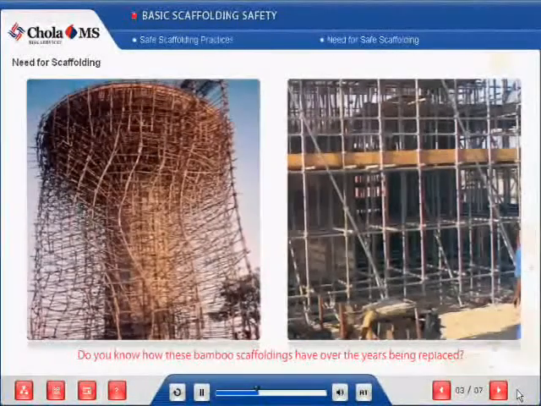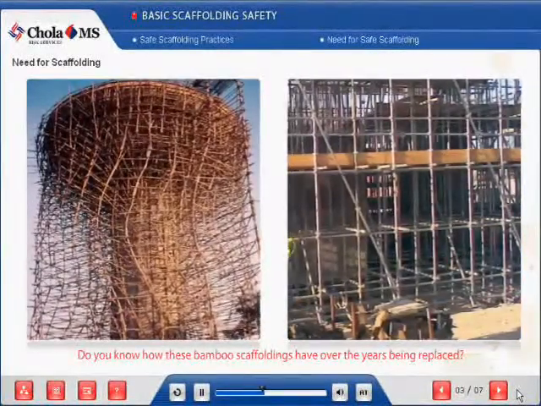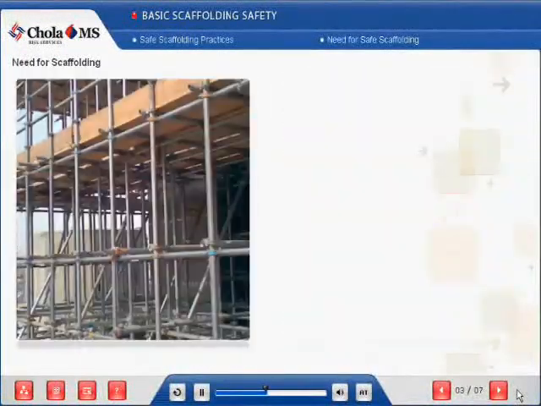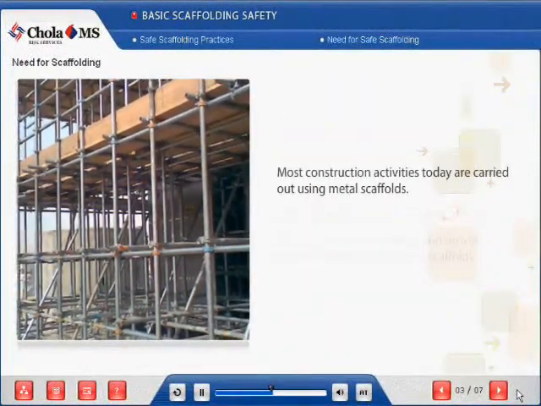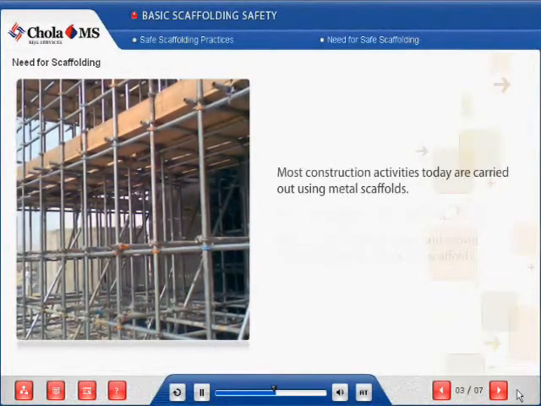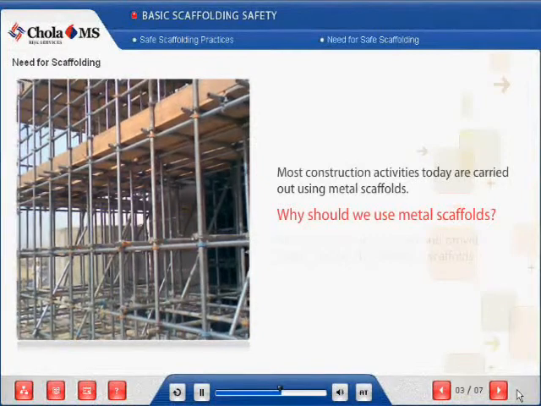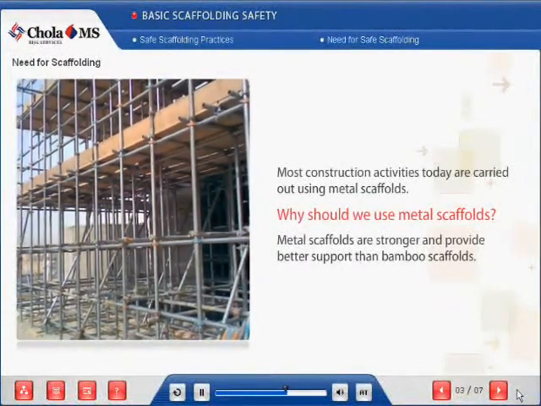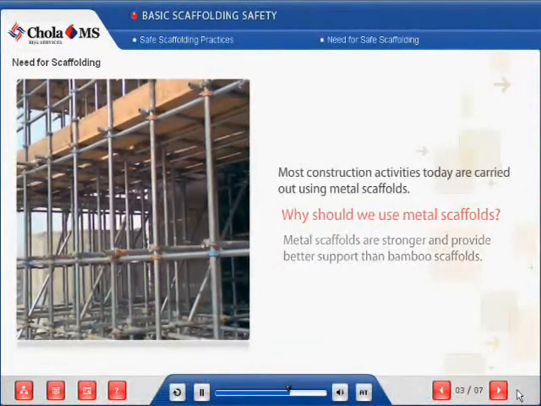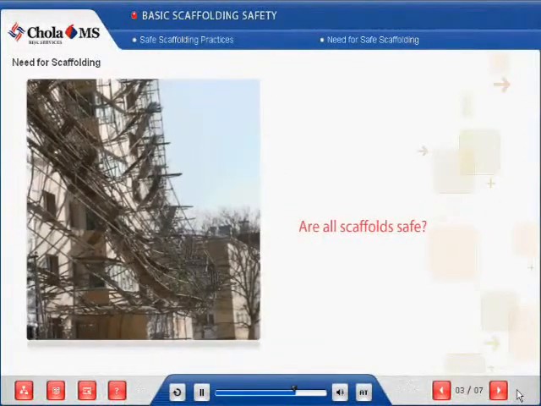Do you know how these bamboo scaffoldings have over the years been replaced by metal scaffoldings? Most construction activities today are carried out using metal scaffolds. But why should we use metal scaffolds? Metal scaffolds are stronger and provide better support than bamboo scaffolds. The question that arises is, are all scaffolds safe?